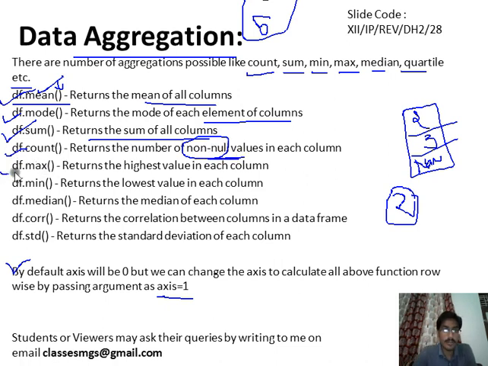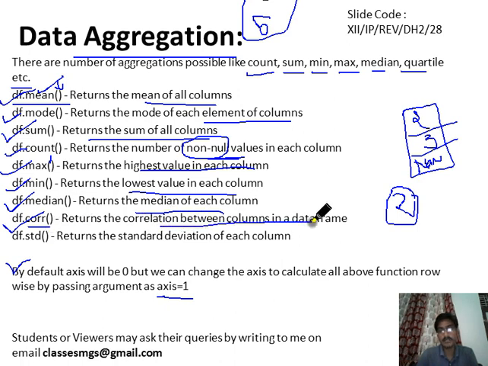Okay, df.max will print the maximum value in each column, because axis is 0 by default. df.min will print the lowest value in each column. df.median will print the median of each column. df.corr will return the correlation between the columns, and df.std will return the standard deviation of each column. If we manually pass axis equals 1, then it will perform the similar operation row wise. Keep this in mind. We will see it with an example in the next slide.